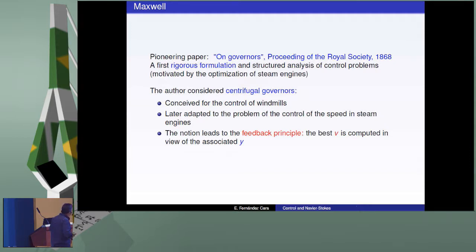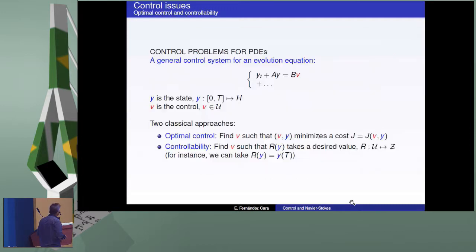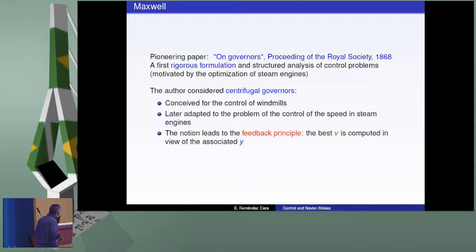In this paper, Maxwell considered what we call centrifugal governors. For him, a governor is what we call nowadays a control. A centrifugal governor, for him, led in a very natural way to the notion of feedback. What is feedback? Feedback is the property by means of which we are trying to find the solution V of an optimal control, observing the state that is produced. And so the first time we find the feedback idea in a control problem is in this paper by Maxwell. And this was, of course, the beginning of a long story of success in the area.